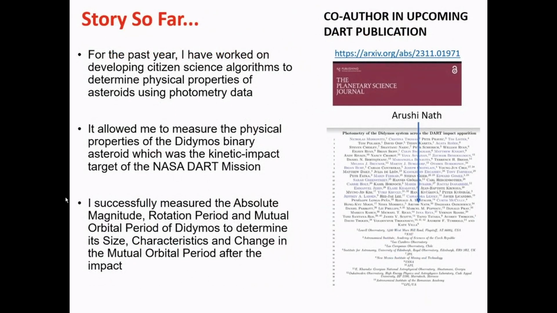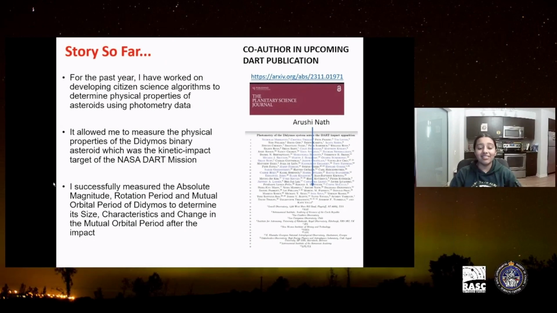For the past couple years, I've been really interested in planetary defense. In particular, last year, I've been working on creating algorithms that determine the physical properties of asteroids, like how fast they rotate, their size, and so forth. And last year, especially 2022, Didymos was a very interesting asteroid because it had just been hit by NASA's DART mission with the goal of testing the kinetic impactor method of deflecting an asteroid. So this had provided me with the perfect opportunity to apply my algorithm to determine the physical properties of this binary asteroid Didymos and see how it changed after the impact.